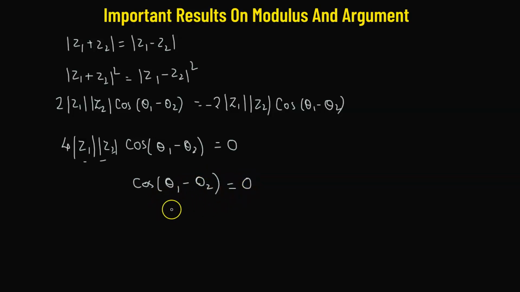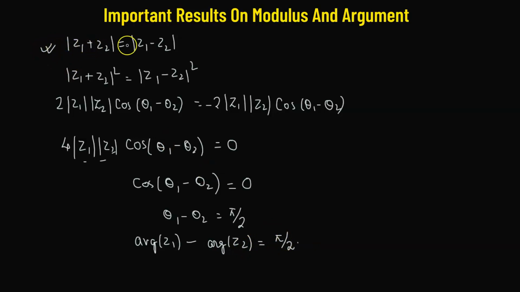We know that this is true when theta 1 minus theta 2 is pi over 2 radians. In this case, the cosine value goes to 0. And we are already provided with theta 1, which is the argument of the complex number z1, minus theta 2, which is the argument of the complex number z2. So this value is equal to pi over 2. Hence, we have successfully shown that argument of z1 minus argument of z2 is equal to pi over 2 whenever the absolute value of the sum of two complex numbers is exactly equal to the absolute value of the difference of the two complex numbers.